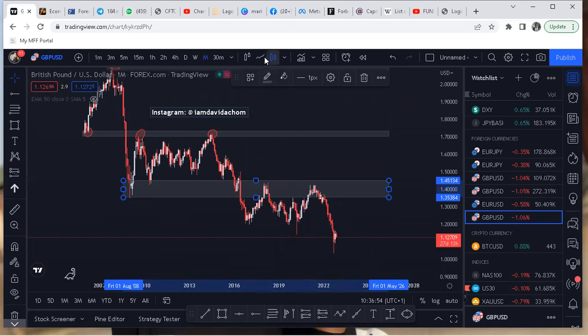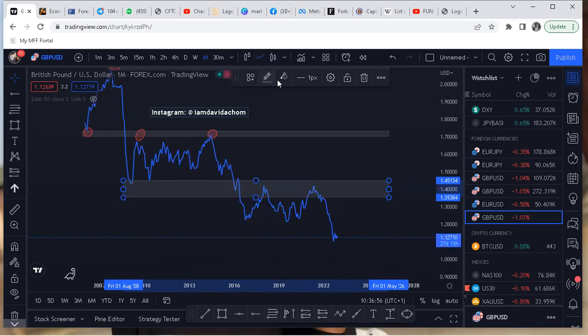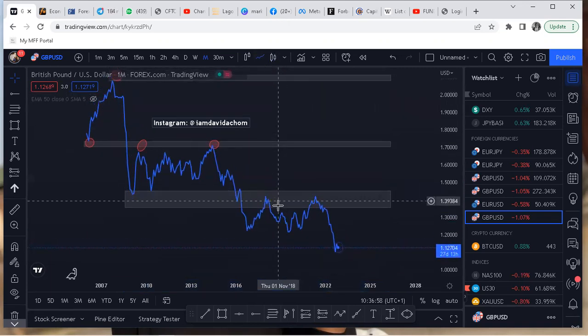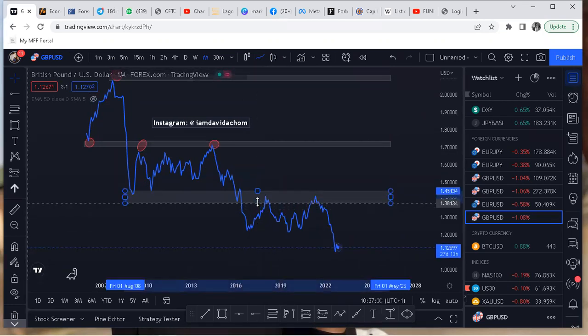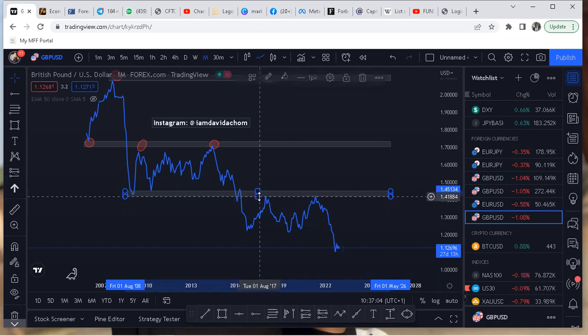Now to fine tune it, you have to move your chart to a line chart. Everybody do that. Then move this zone to the place where you have the most amount of touches under your line chart. Here we have 1 touch, 2 touch, 3 touch, 4 touch inside our zone. So I like this fine tuning I just did.